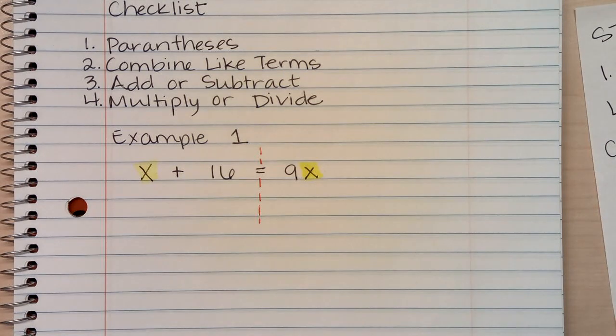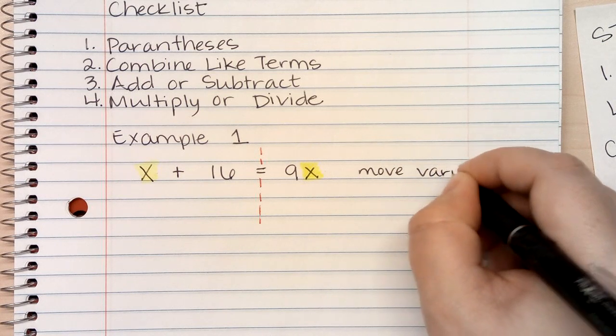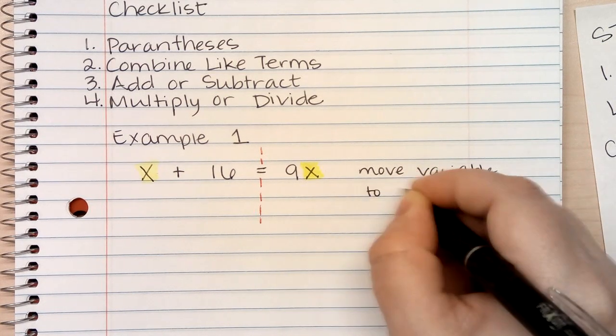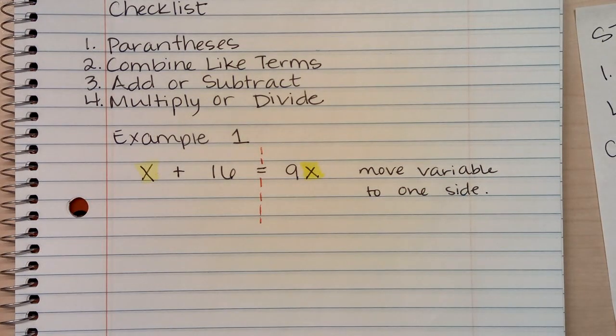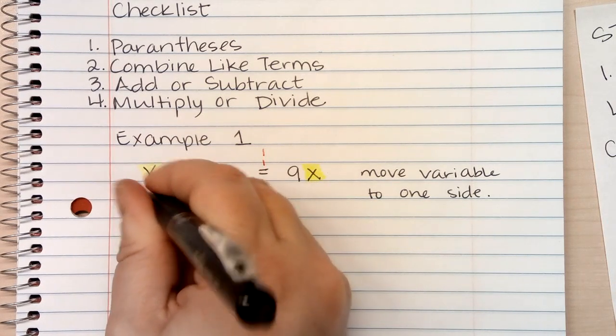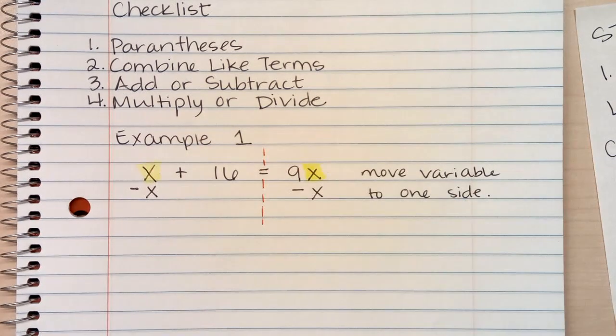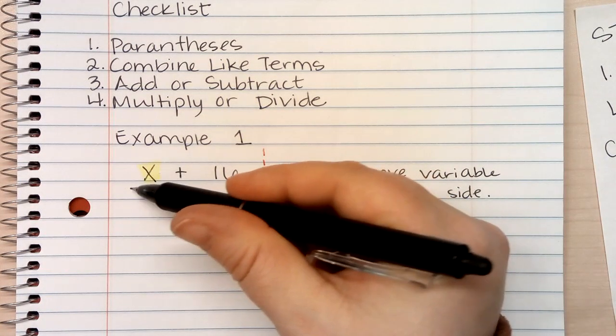So what we're going to do is move our variable to one side. Doesn't matter which side. You could move this one over here or this one over here. Doesn't matter. But because this 1x is smaller than 9x, I'm going to subtract x from each side. This is a positive x, so I can subtract it.